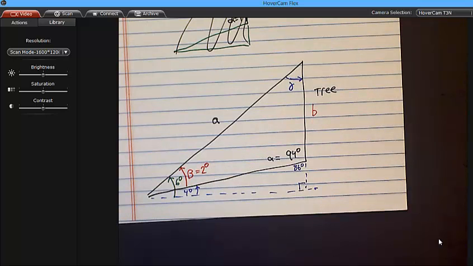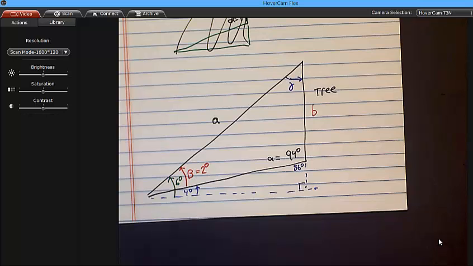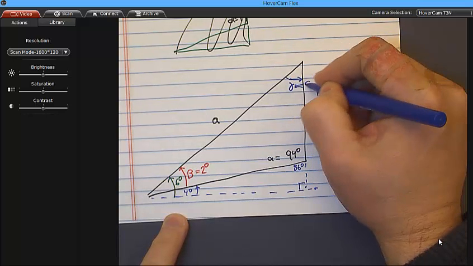Beta is 2 degrees. How about gamma then? We could figure out it has to be what? 84, because we've used up 96 degrees of this triangle. So gamma now is 84 degrees. Okay?